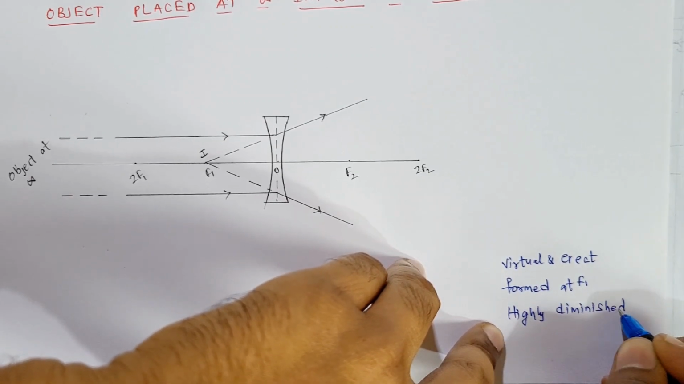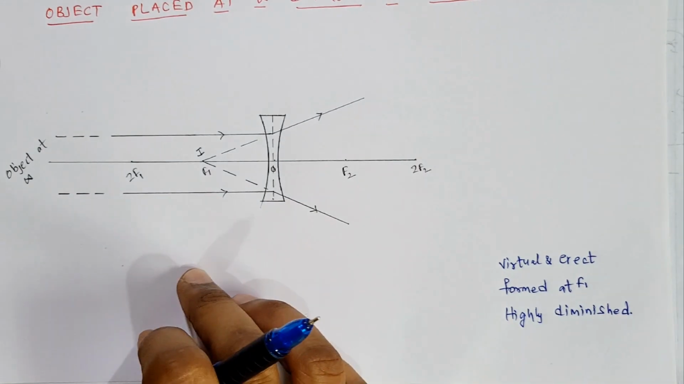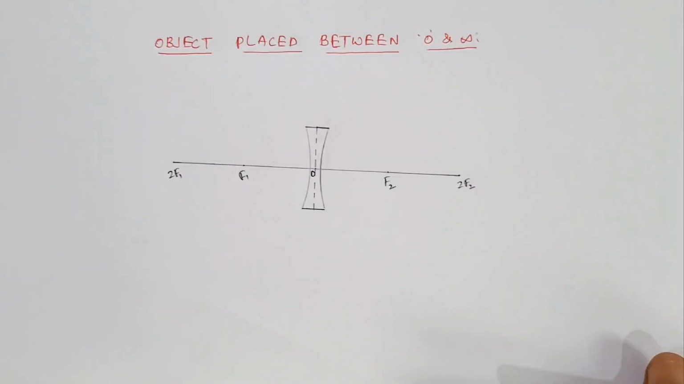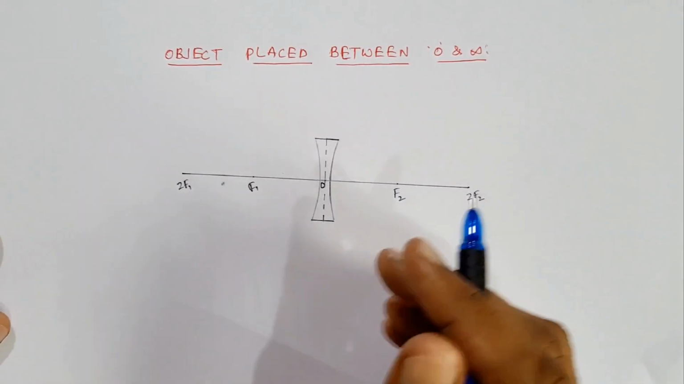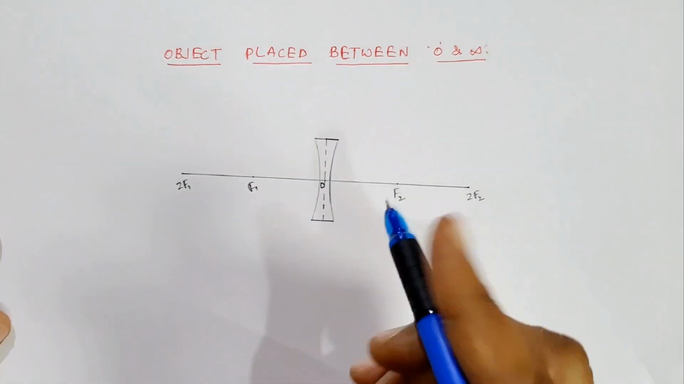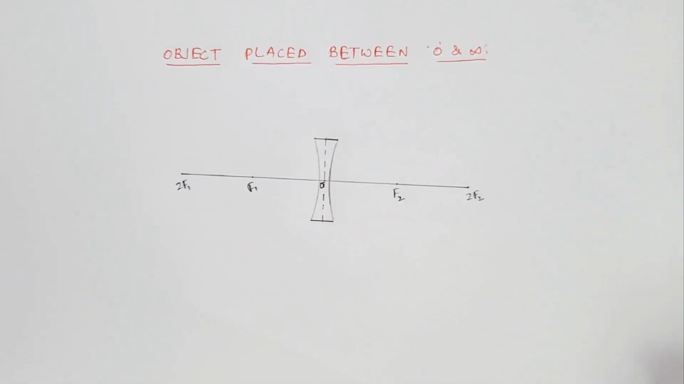Image is highly diminished. Okay. Now next, one more case is there in case of a concave lens. Here in this case, wherever we want to place the object, we can place the object. Concave lens, object placed between optical center and infinity. In between optical center and infinity, wherever you want, we can place the object. Image characteristics will be the same.